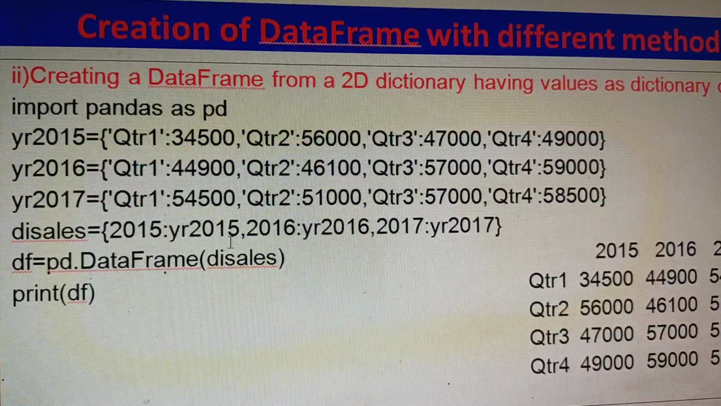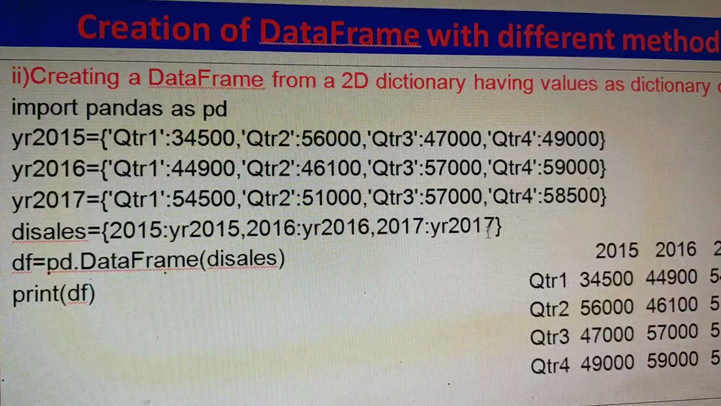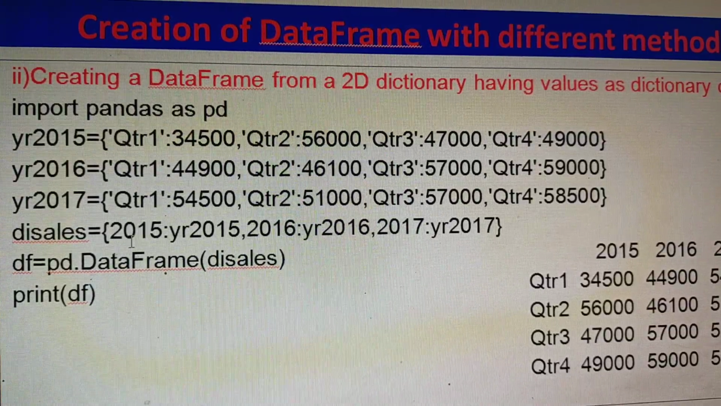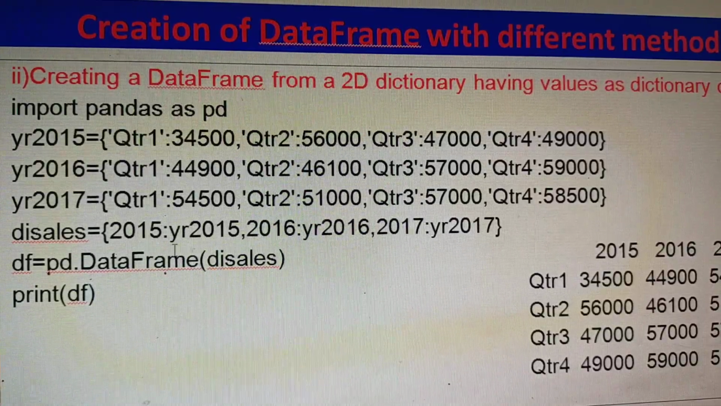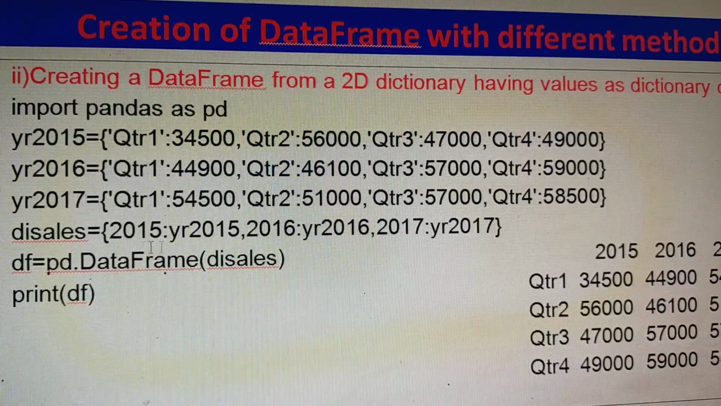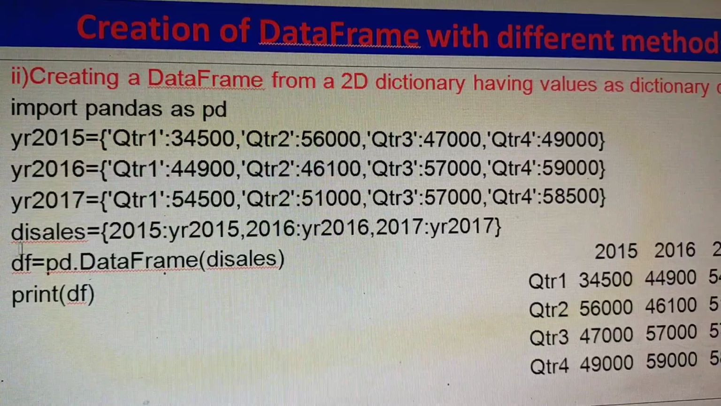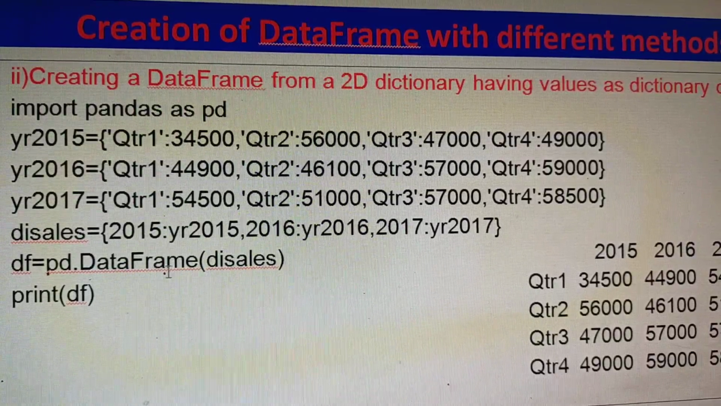Year 2015, year 2016, year 2017 are the dictionary names that are already created, and these 2015, 2016 and 2017 are the column names. So one more dictionary is created using these dictionary names, and then this dictionary is converted into data frame.